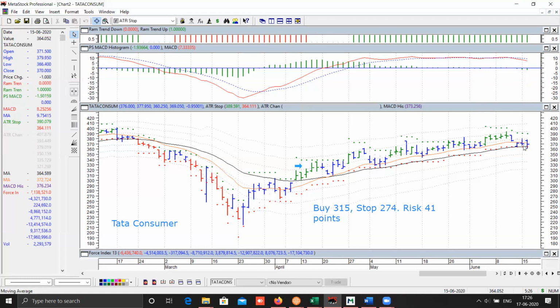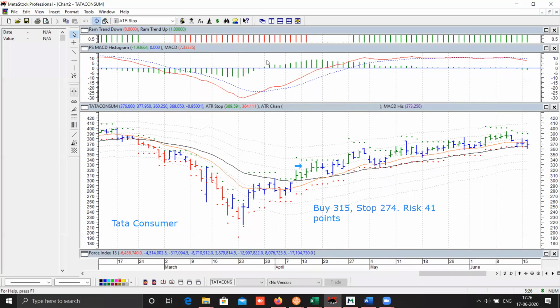The stop gets hit here. On this bar, we had the stop hit. And when the stop got hit, what was the exit price? Exit came at 364. So the reward on this trade: we bought at 315, sold at 364. 49 points was the gain made.